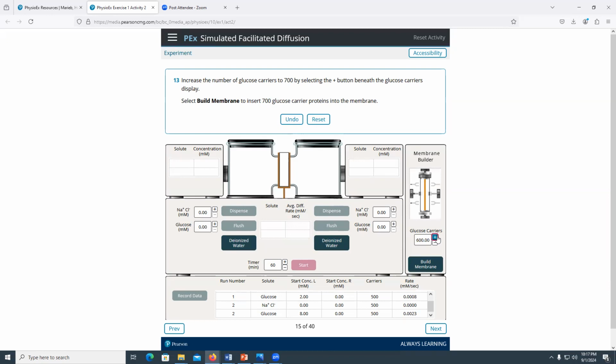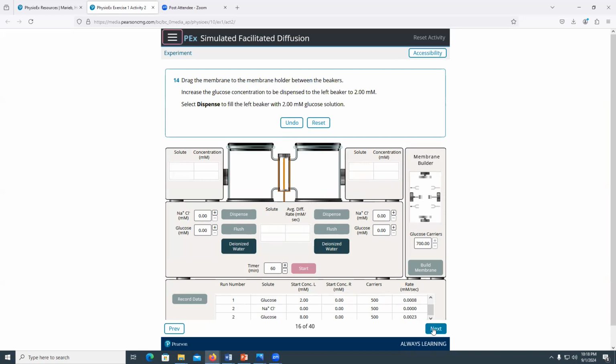So now we're going to go up to 700. This membrane is no longer going to have 500 glucose carriers. It's going to have 700. So that's even more. That's 200 more glucose carriers. So let's build the membrane. Now it's being built. Okay. Yes, we did that at 700.